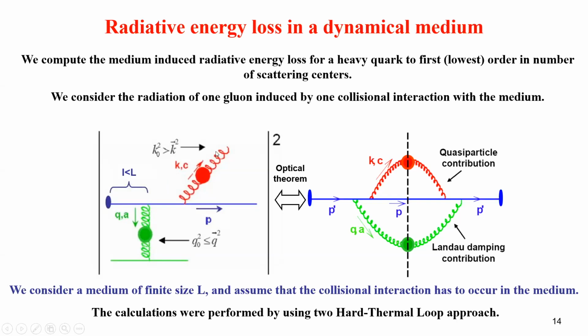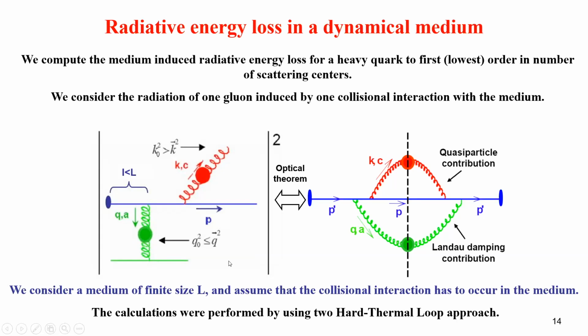Since this radiated gluon is a realistic particle, its energy has to be larger than its momentum. On the other hand, for the exchanged gluon, it can be shown from the conservation of energy and momentum that its energy has to be smaller than its momentum.